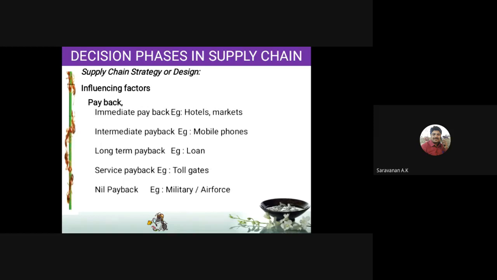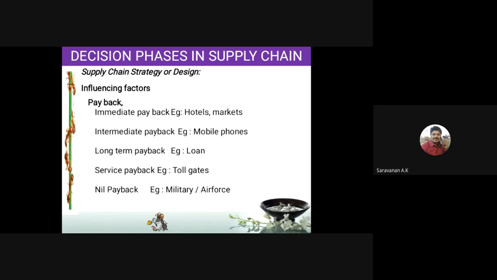payback period. When will the invested amount get back? Immediate payback decisions: hotels, Coimbatore markets. In the morning they will invest some amount, and in the evening they will get that amount back. So a decision taken on that will not affect the supply chain much. Next is intermediate payback: mobile phone, EMI. This is called intermediate payback. In a period of 1 or 2 years, they can get their money back. So they can give EMI at zero interest also, because it is intermediate payback.